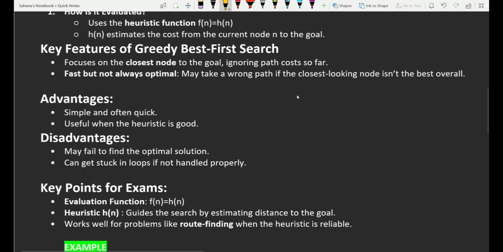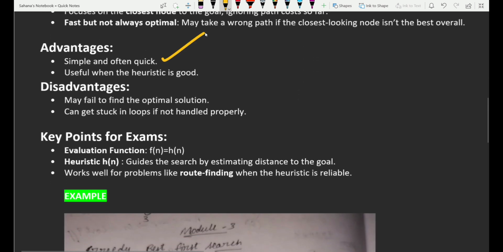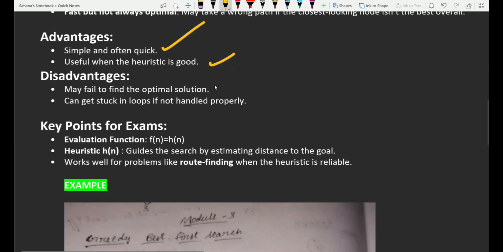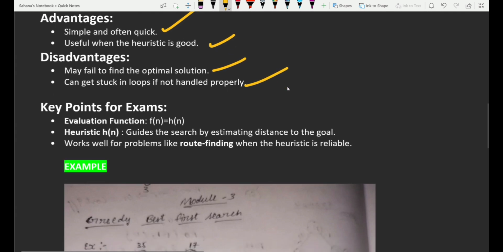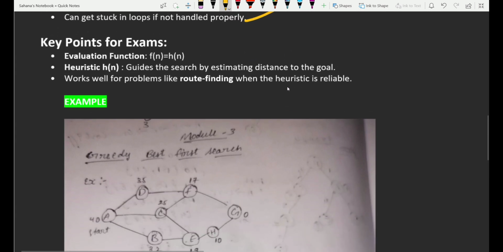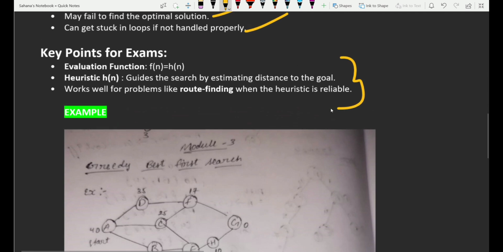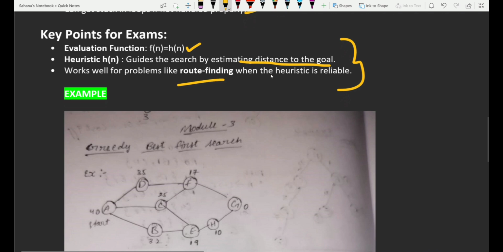The key feature of greedy best first search is that it focuses on the closest node to the goal and ignores the path cost so far. Fast but not always optimal. Advantages: it is simple, often quick, and useful when the heuristic is good. Disadvantages: it may fail to find the optimal solution and can get stuck in a loop if not handled properly. In the exam you have to remember these 3 points mainly. In greedy best first search, the evaluation function and heuristic function are the same, and the heuristic guides the search by estimating distance to the goal. It works well for problems like route finding when the heuristic is reliable.